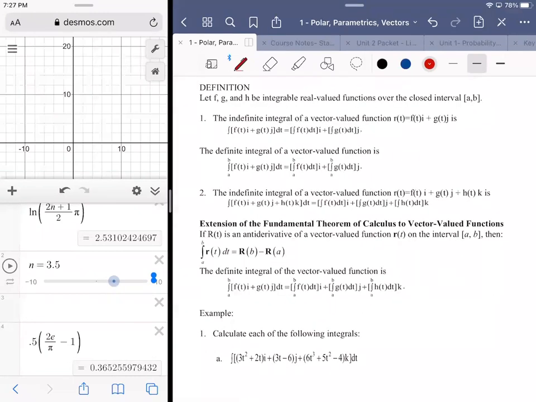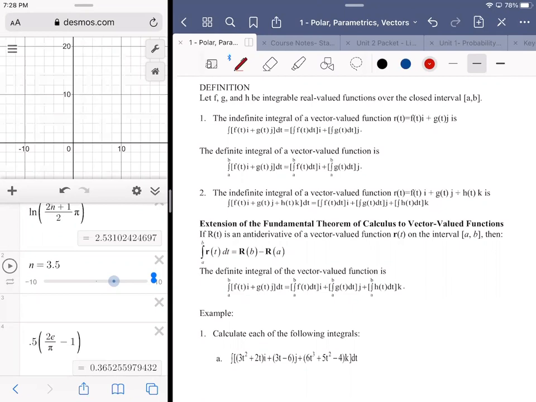All right. So we have f, g, and h are integrable, real valued functions over the closed interval a to b. It's basically telling us that the antiderivative of a vector valued function is really going to work along the same lines as the derivative. And that is you do it a piece at a time. You do it one component at a time. And whether that's an indefinite or a definite integral, it doesn't make a difference. It's still the same idea.